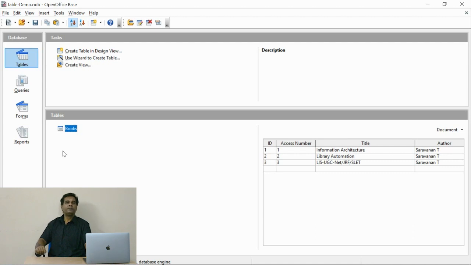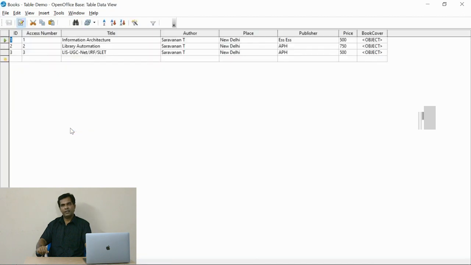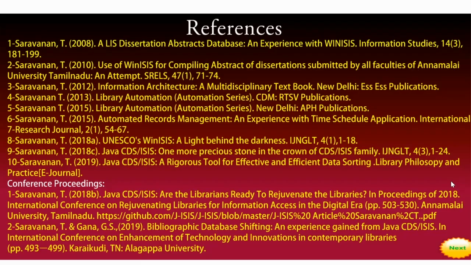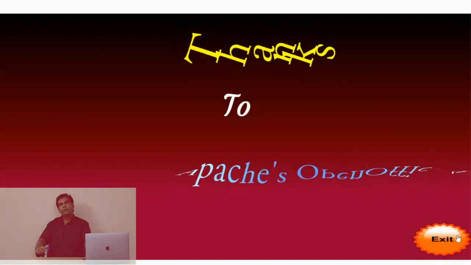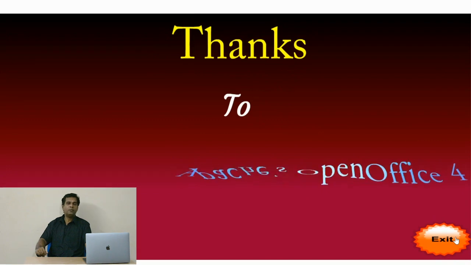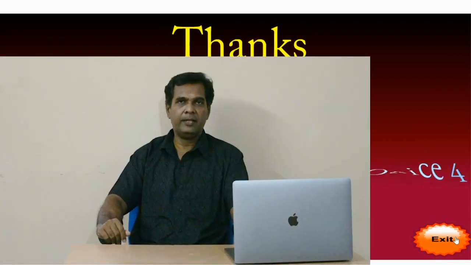Of course, in real time, if you want to create a table, you need to define various fields. But here you learned the basics. When you go through again and again, you can build a good table for your own library. You can maintain your books detail, magazines, members, transactions, everything you can make.